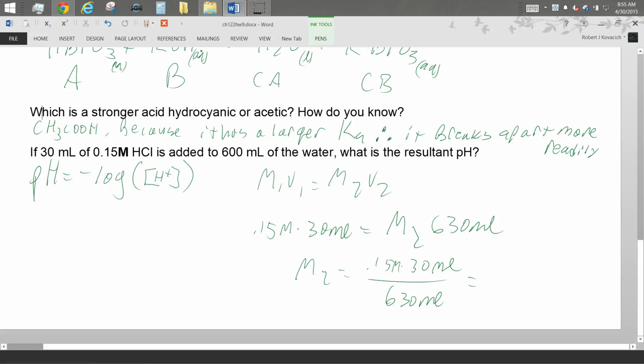0.15 times 30 divided by 630. And so I got 0.007. And so negative log 0.007. I get pH is equal, oh, did I ask what the pH? Oh, yeah, I did, okay. 2.1, 2.2, 2.2.